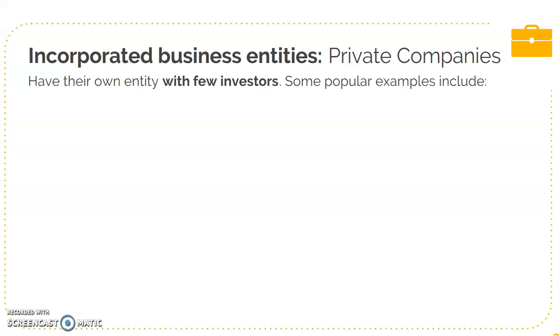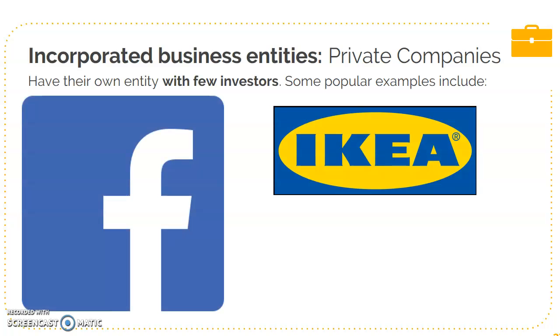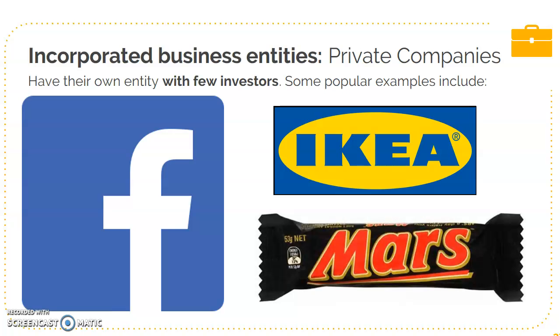Now, incorporated business entities, these are private companies and public companies. They have their own entity with few investors. They have their own investors and the name of the business is different to that of the owner, so they are considered as two different entities. Now, these are private companies: Facebook, IKEA, and everyone would have been to IKEA once in their lifetime. Everyone uses Facebook, and Mars Bar. These are some examples of private companies.